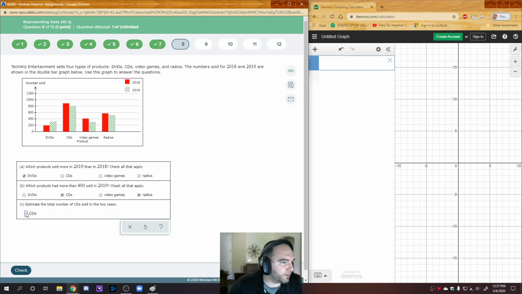Estimate the total number of CDs sold in the 2 years. This is basically saying what's the sum here. Now, you're not going to get a perfect thing. Like I've had people look at this and be like, "Oh, this is like 880 or something like that." Please, guys, if they're counting by hundreds, it's probably going to be on the whole number hundreds, maybe on the 50s, but probably on the whole number. So I'm pretty sure this red bar represents 900 because it's right between these. And this green bar is 800, and 900 plus 800 is 1700.